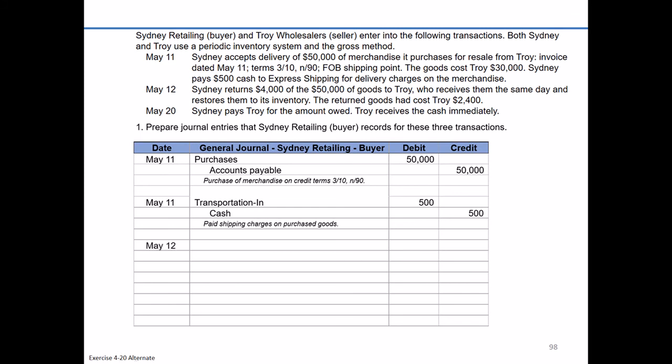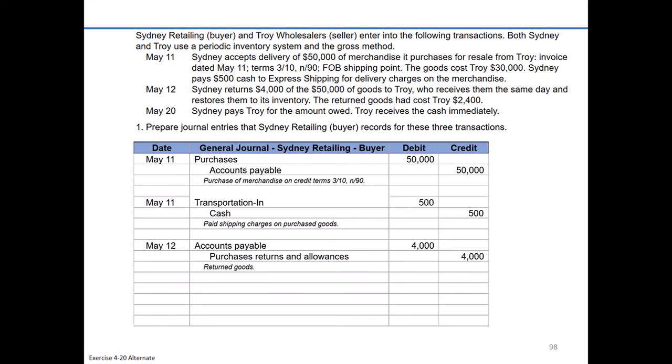On the 12th, Sydney is going to return part of these goods. So somewhat like what we did in the perpetual system, we'll reverse a portion of our original entry by debiting accounts payable for $4,000. And instead of crediting purchases directly, we'll credit what's called a contra purchases account, called Purchases Returns and Allowances, for the $4,000 in cost. It's a contra purchases account because it's related to purchases, but it subtracts from it, so it has the opposite of the normal balance. It's going to be increased with a credit.